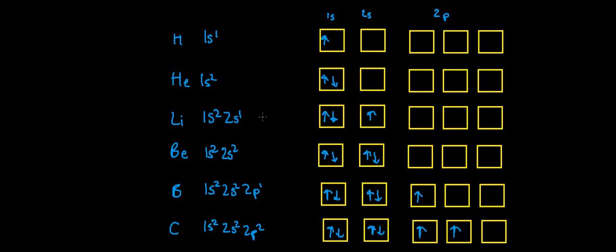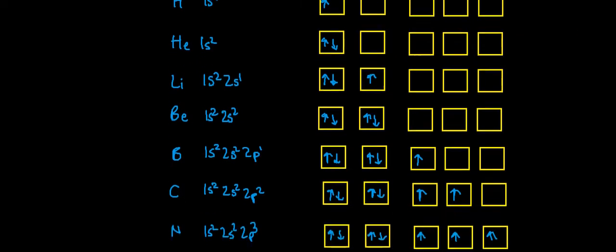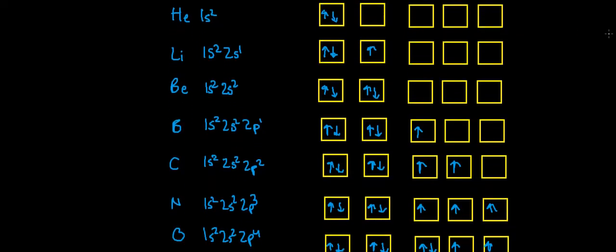So next I go to lithium. My 1s orbital is filled, so then I go to my next highest energy orbital, which is 2s. So I add that electron in there. Next is beryllium. Same process. My 1s2 is already filled. Now I add that one to my 2s. So for boron, I finally get to a different type of orbital. My previous orbitals are filled. I have 1s2, 2s2, and now I have 2p1. So I add this into the p orbital.